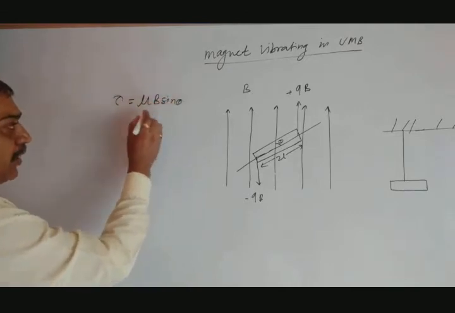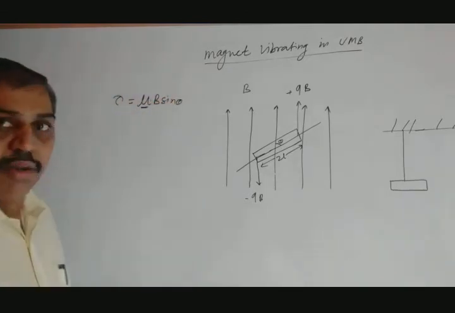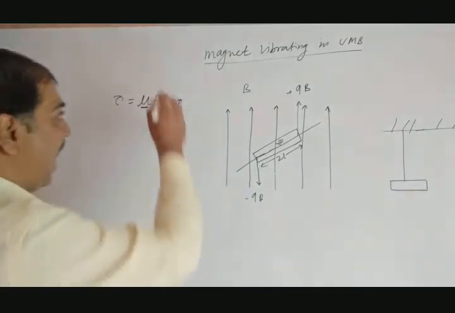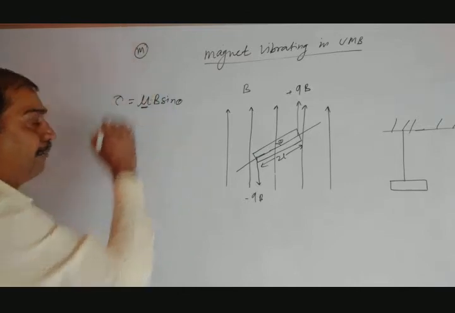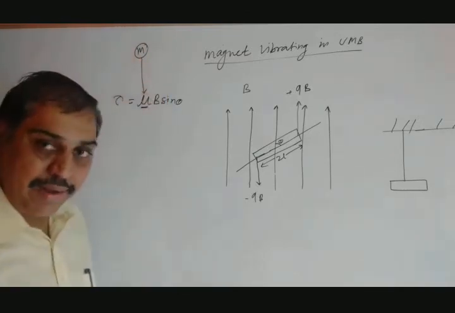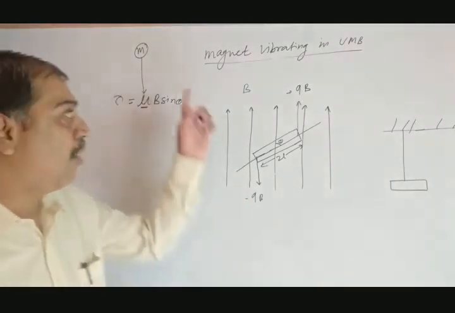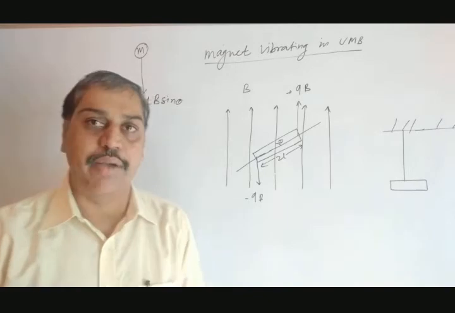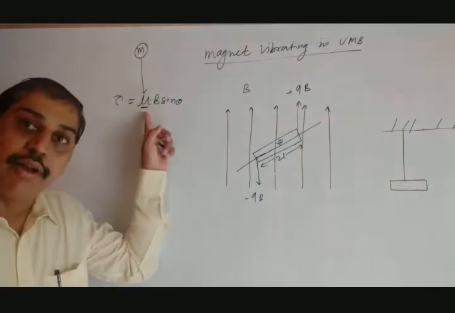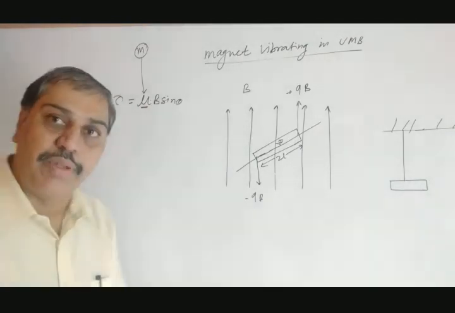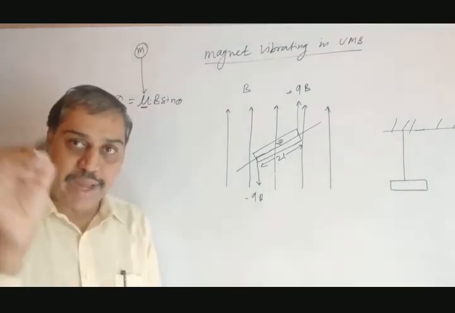mu into B sine of theta. Remember what exactly this mu is? Mu is said to be the magnetic dipole moment. If you remember, magnetic dipole moment is represented by small m, but here they have used the symbol mu. Why? Because up till now we have used small m for the mass of the particle. So to avoid confusion, they have used mu as the symbol for magnetic dipole moment. If we compare this equation with the equation in the simple pendulum, it goes to the extreme position.